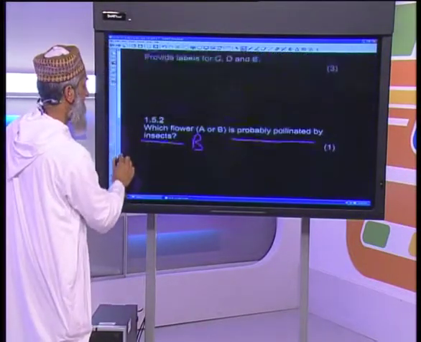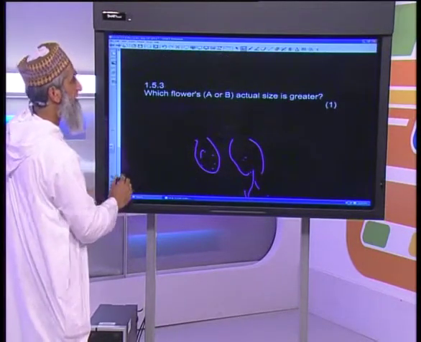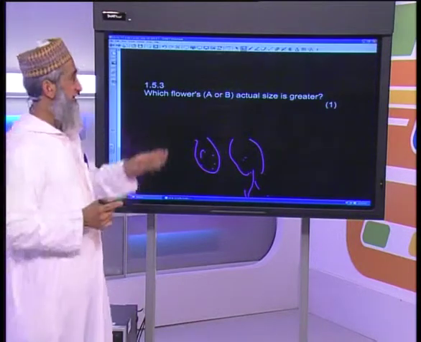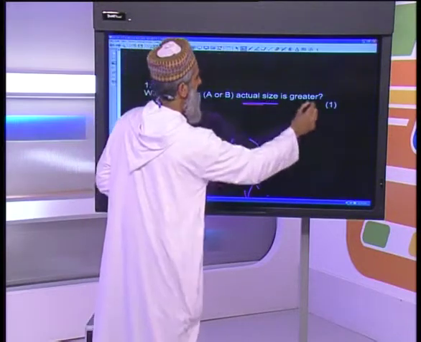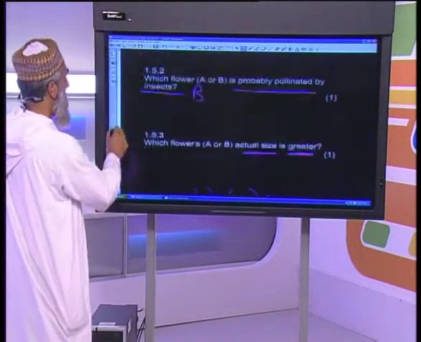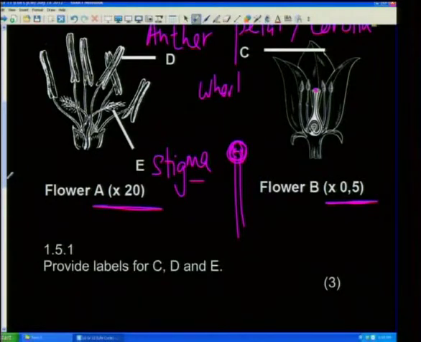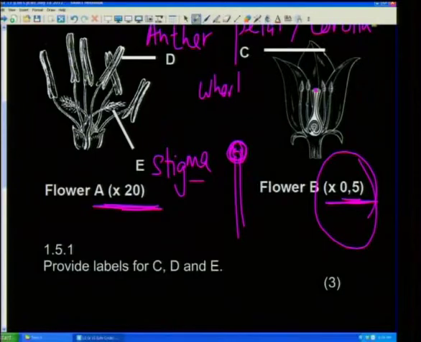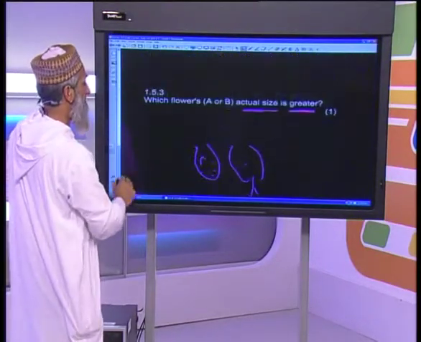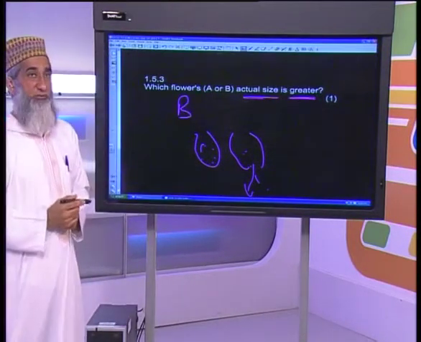Okay. The last question here, this was a nice question, but last year many learners failed to answer this correctly. They want to know which flower's actual size is greater. Actual size. In other words, we are telling you in the instructions that there's magnification. That means this is not the actual size of the flower, but it has been magnified for us to see. Now, this particular flower was only magnified 0.5 times, and this one was magnified 20 times. But if you look at the two diagrams, the size of the two flowers are very similar. So obviously, the one that is at a lower magnification, 0.5, in actual terms is the bigger of the two. So your answer there would be flower B. And that's how you get your marks in that section.